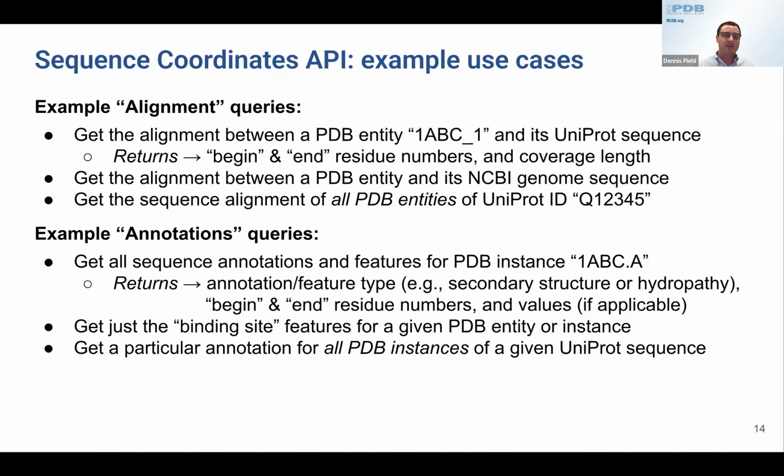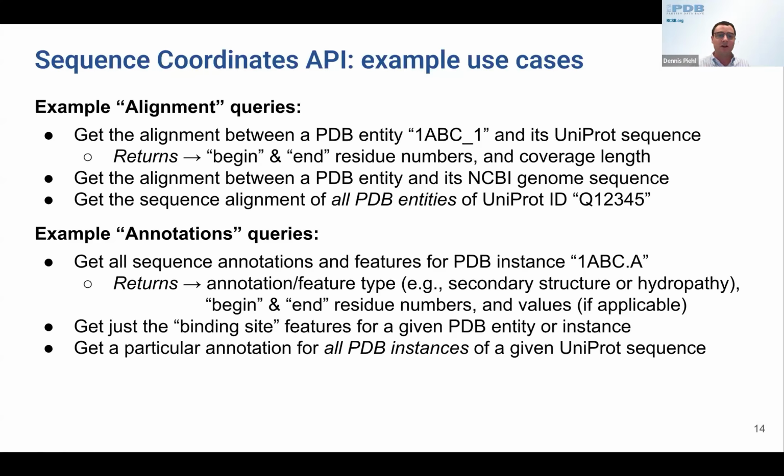In the case of annotations, types of queries that you might want to perform would be to get all sequence annotations and features for PDB instance 1ABCA. And the type of information that's returned from that type of query is the annotation and feature type, so whether it's a secondary structure annotation or hydropathy. You also get the begin and end residue numbers, and any associated values if that's applicable for that particular type. So it'd be like level of hydropathy and things of that nature.